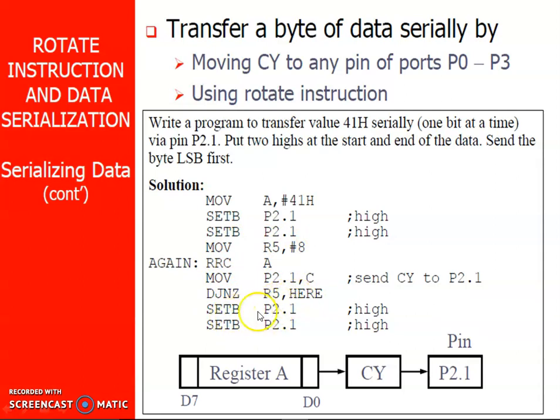Again at the end, what we have to do? We have to set P2.1 to high twice. What are we actually doing in this program? We are sending the content of register A to the port P2 bit by bit. We are using only P2.1; we are not writing P2 completely. So bit by bit data is sent to P2.1 with the help of the carry flag.